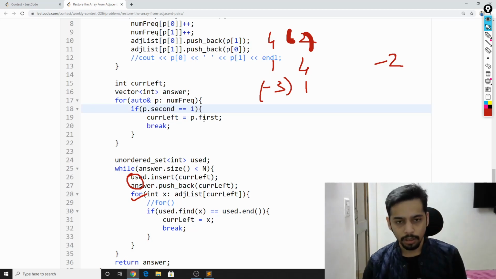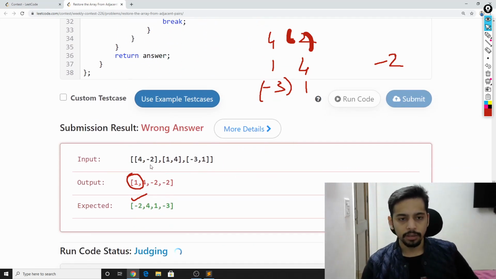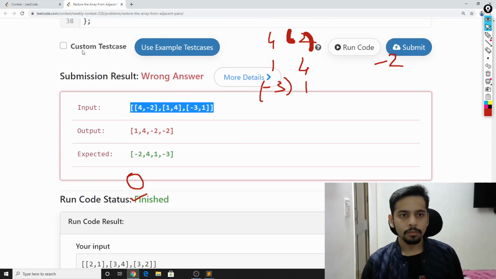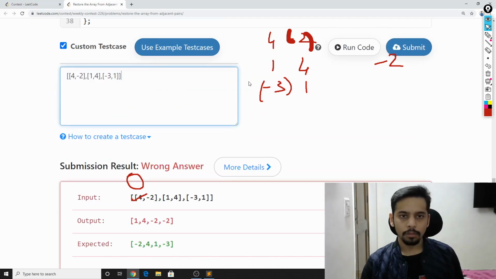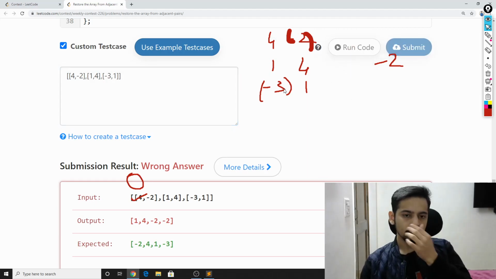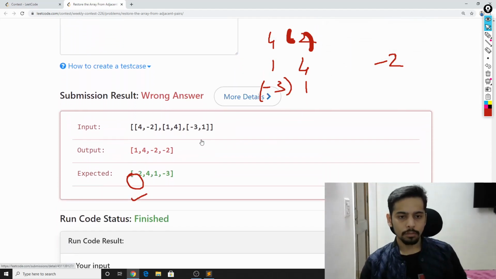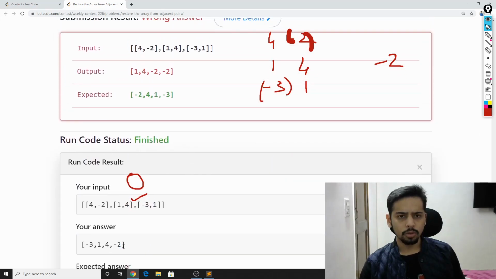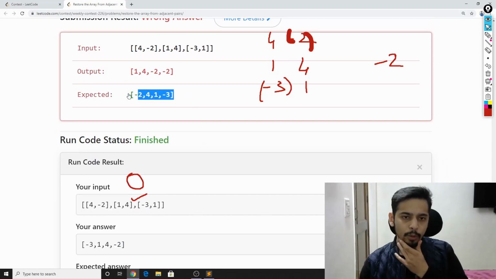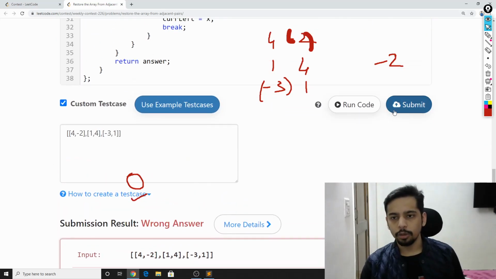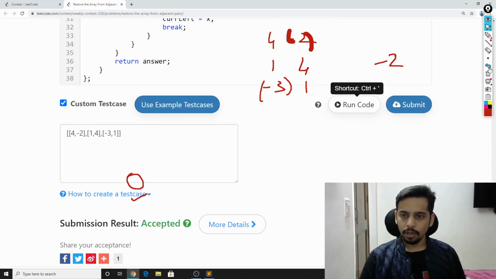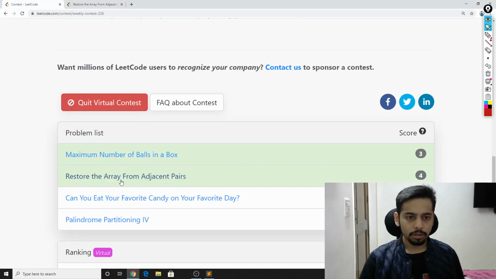The frequency of this guy is 1. Then the guy would be p dot first. Let me run it again and we'll see what happens. It's saying minus 3, 1, 4, minus 2. That's right, I guess that would be right. Yeah, let me submit this code now. And it got accepted. Let's try the next one.